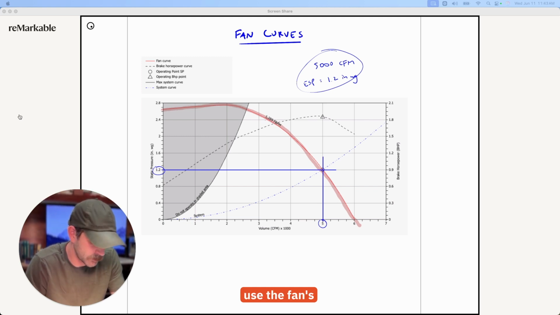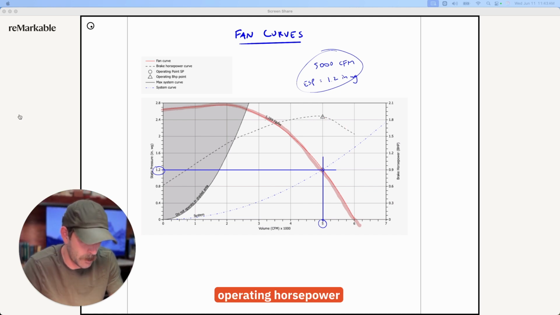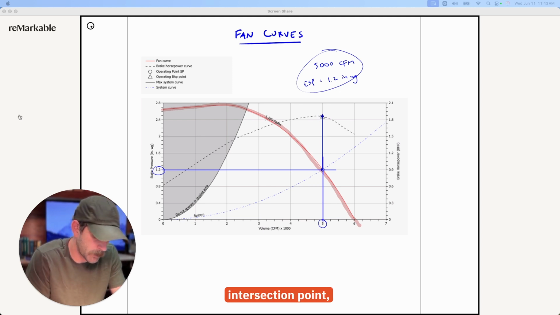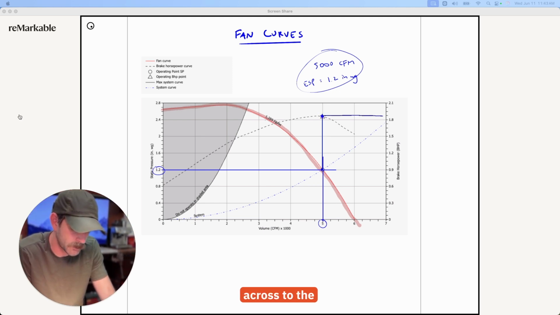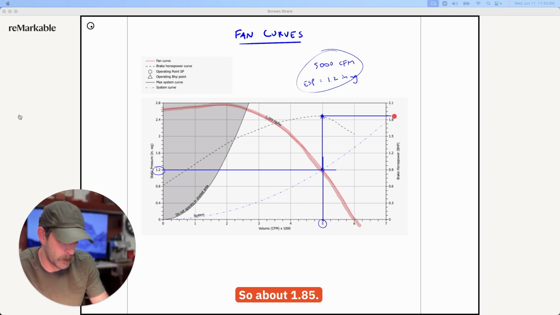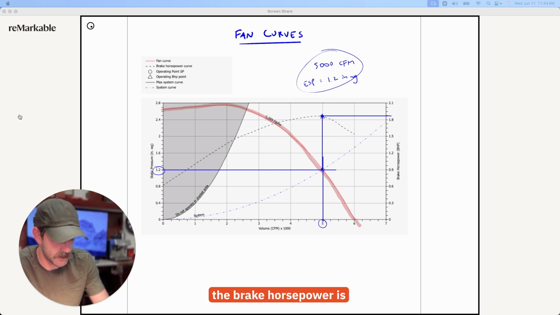We can also use the fan's brake horsepower curve, which is this dotted line, to determine the operating horsepower at those conditions. And this kind of maps it for you, but to determine that, you would take that operating point, you would draw a straight line up until you intersect with the brake horsepower curve, and then at that intersection point, you are going to draw a line across to the secondary y-axis, and this is going to give you your brake horsepower for the fan. So about 1.85.